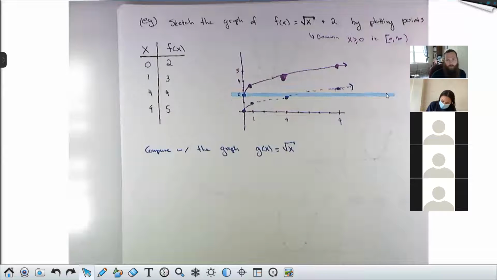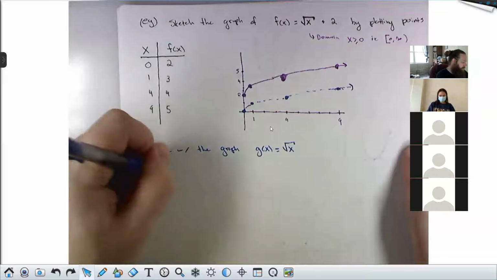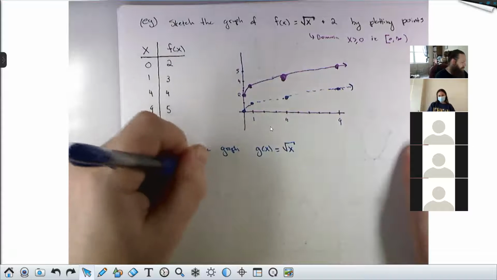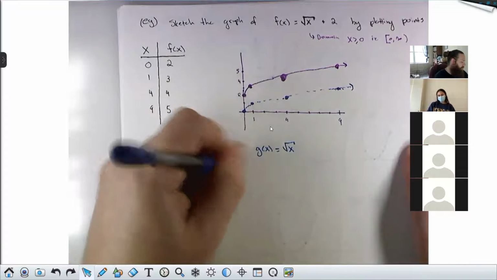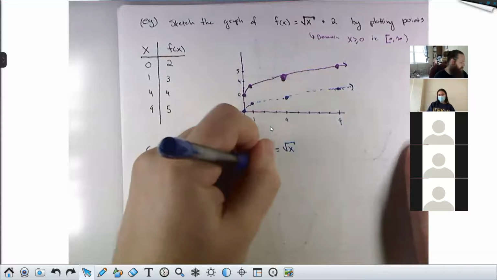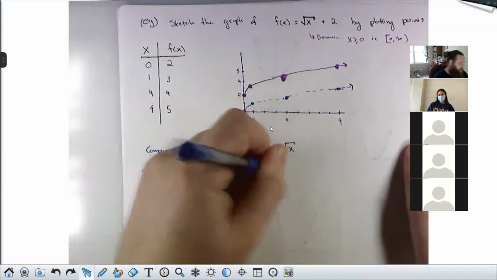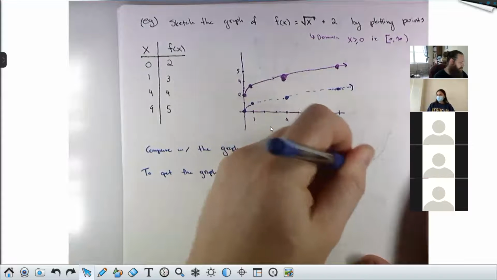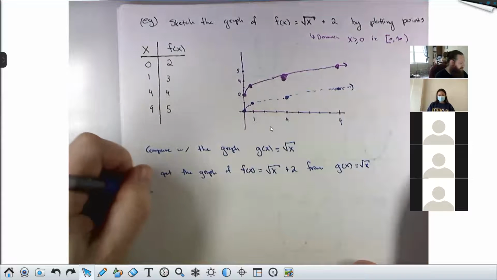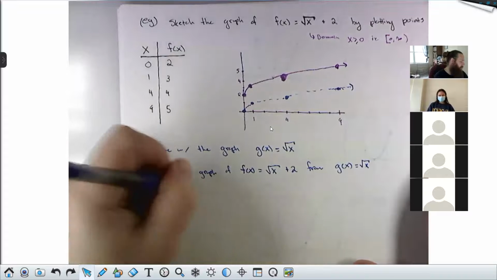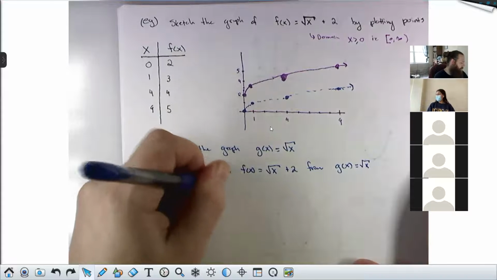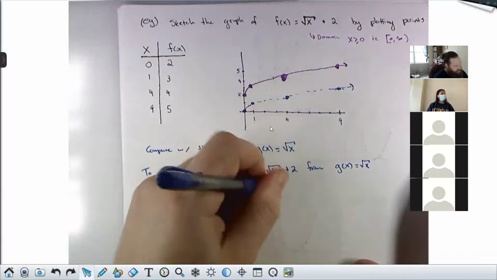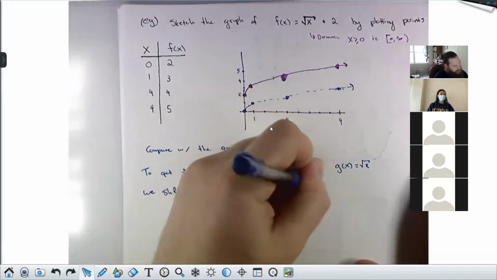So what would I do to the blue to get the purple? I would move it up by 2 units. So to get the graph of f of x equals square root of x plus 2, from g of x equals square root of x, we shift the graph of g up by 2 units.